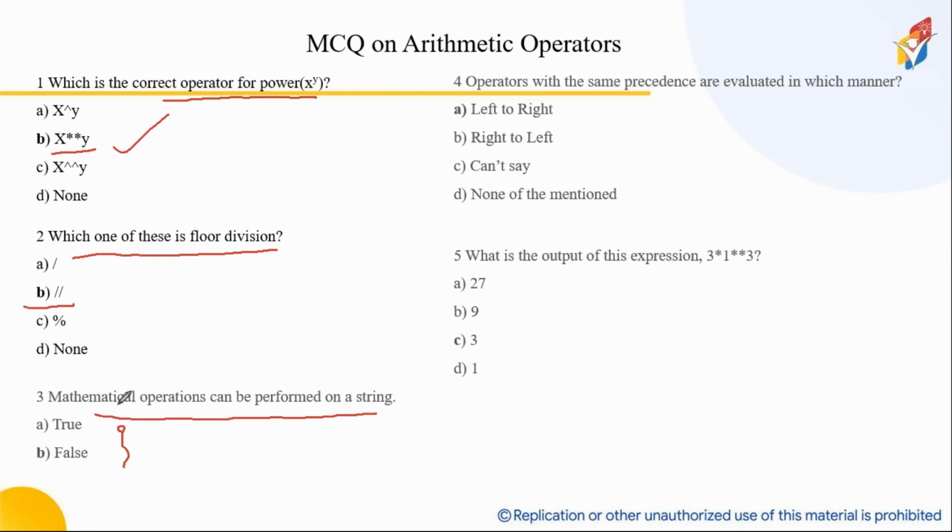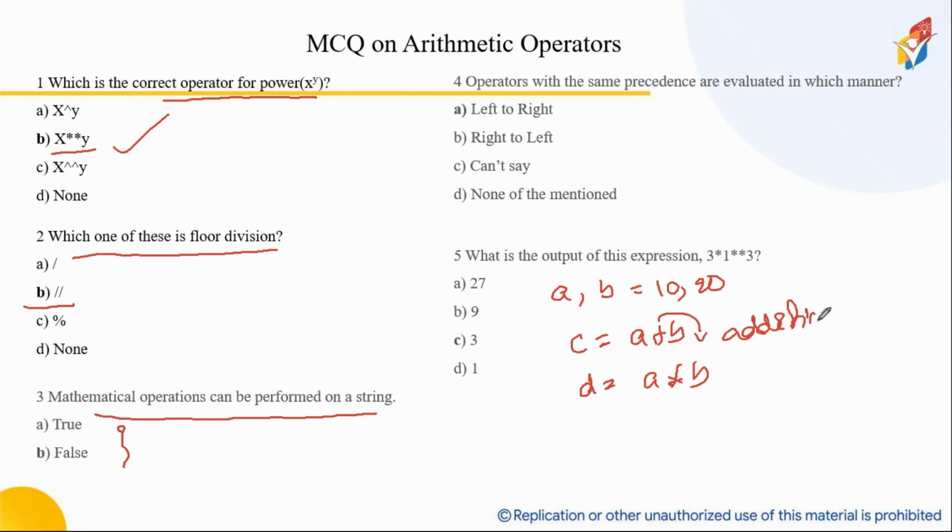I did not explain this concept yet, so first let me take one case. Listen carefully. a, b equal to 10, 20. Now c equal to a plus b, d equal to a star b. This plus operation is called addition, and this star operation is called multiplication. If I print c, it will be 30. If I print d, it will be 200. 10 multiplied by 20 is nothing but 200.